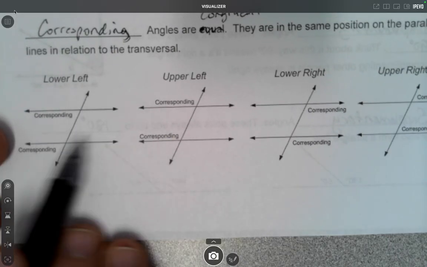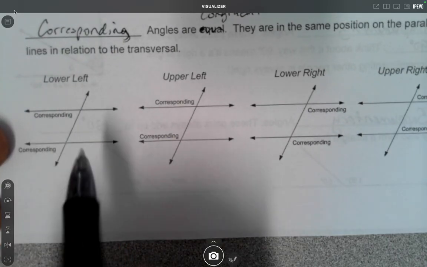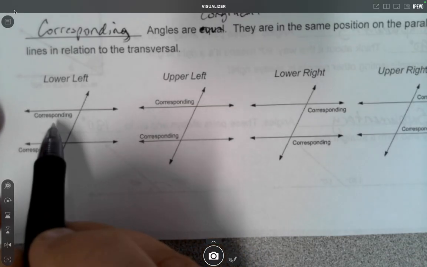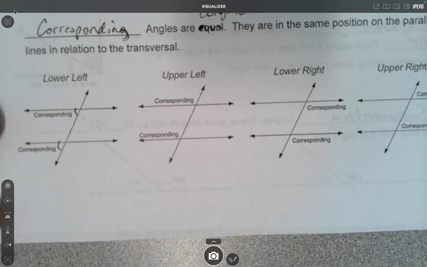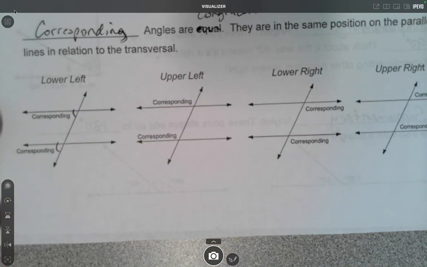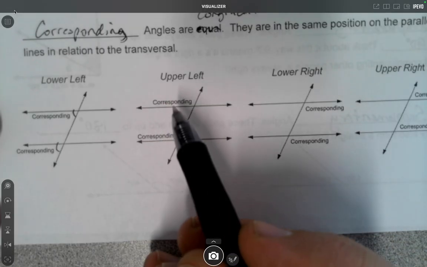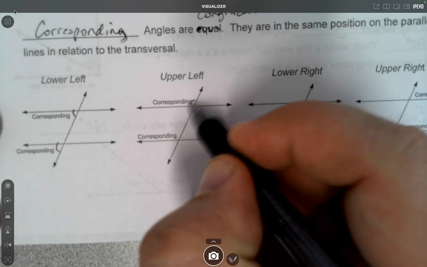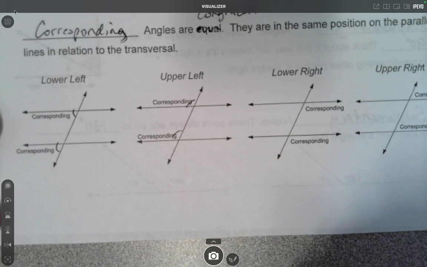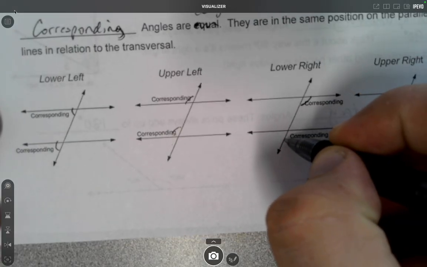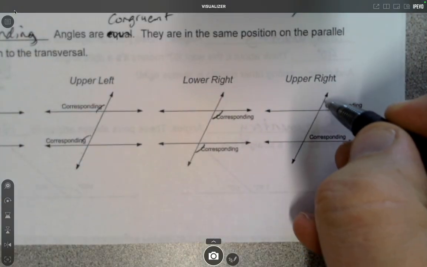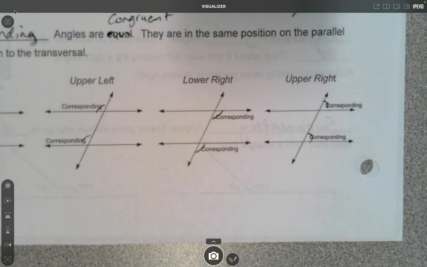So when we draw them horizontally, like I talked about, you've got a group up here of 4. The one in its lower left is corresponding to the one in the lower one's lower left. Here we have the upper left. Down here we also have the upper left. Then we have the lower right and the upper right. So corresponding means they are in the same relative location in 2 different groups.